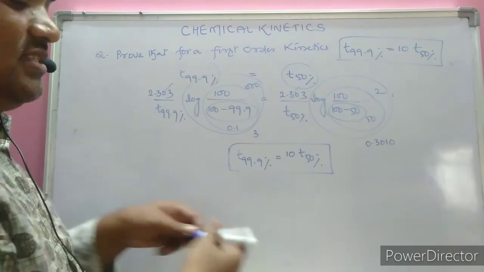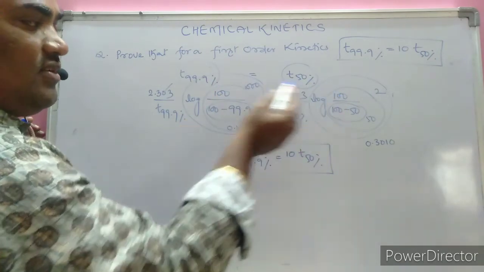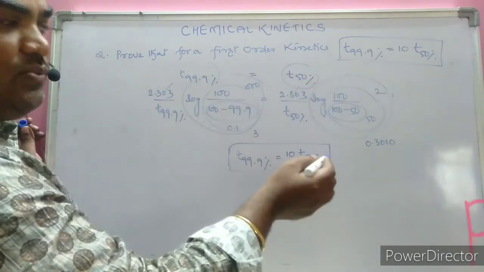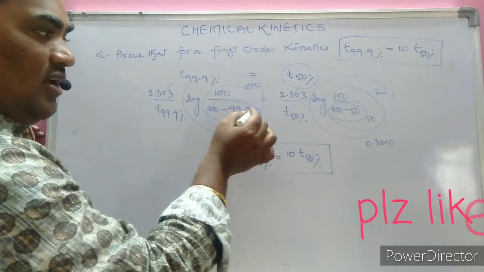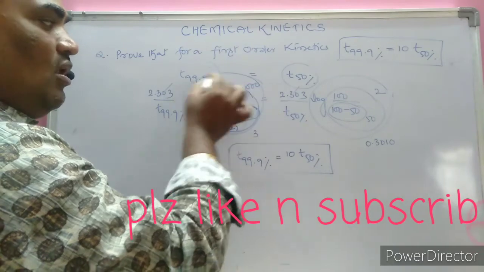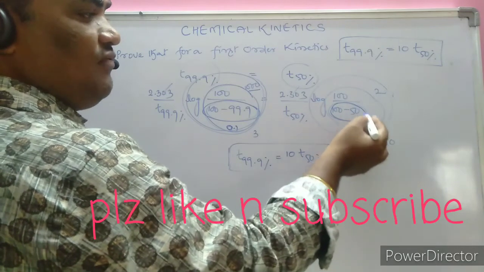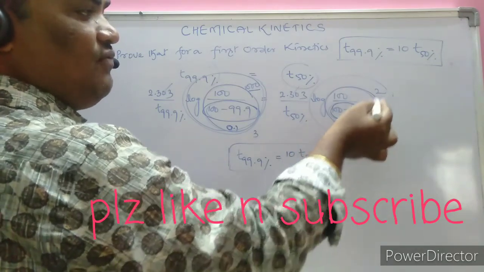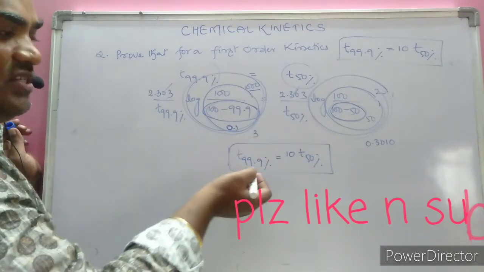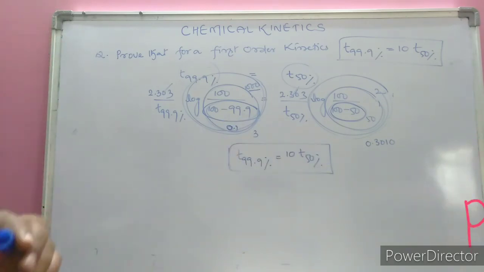If the percentage is expressed, then the a value should be 100. Here a is always 100, the initial concentration. The x value is 99.9 in one case and 50 in the other. Then both are substituted in the expression. 100 minus 99.9 is 0.1. 100 by 0.1 is 1000. Log 1000 contains 3 zeros, hence that is 3. Here 100 minus 50 is 50, so 100 by 50 is 2. Log 2 value is 0.3010. These cancel, and on simplification, we get t 99.9% is equal to 10 into t 50%. Like that, it is a very easy proof.